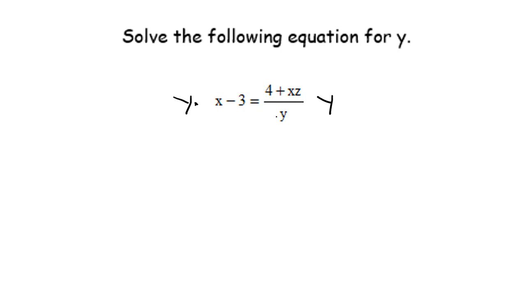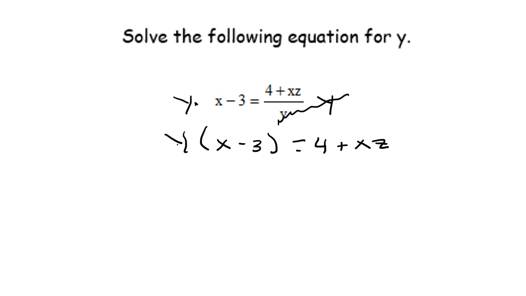Okay, so on the right, what does it do? It just cancels this y. On the left, it's going to leave me with y times x minus 3 is equal to 4 plus x times z. So again, it canceled the y here on the right, but it created a y on the left.